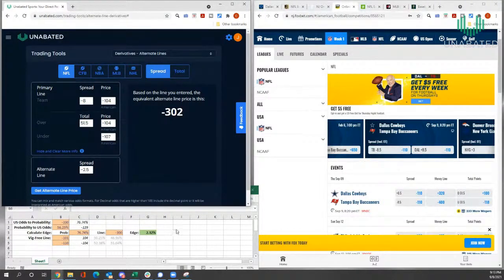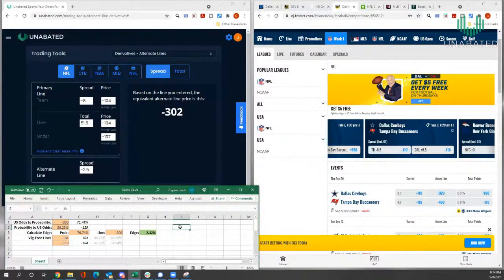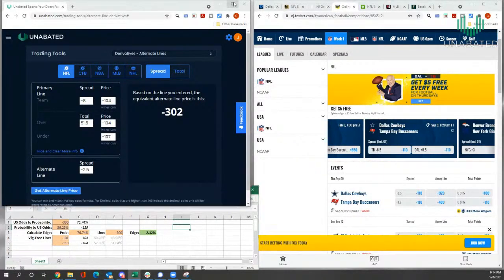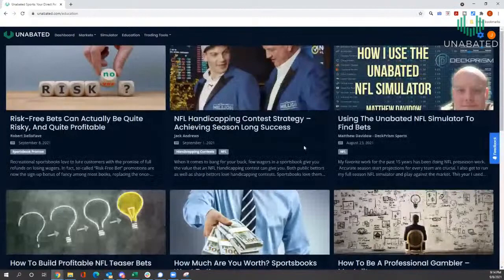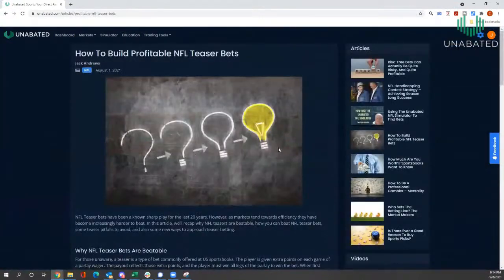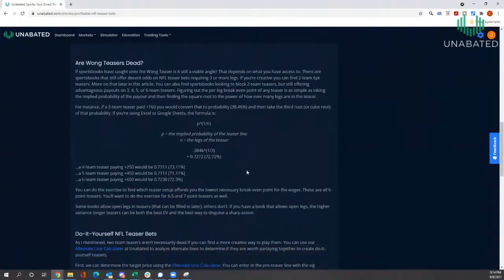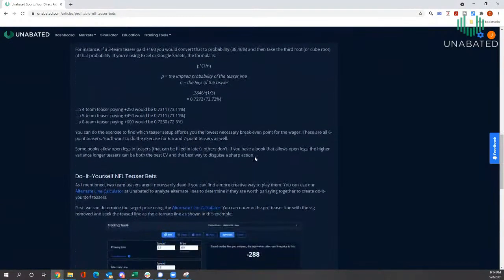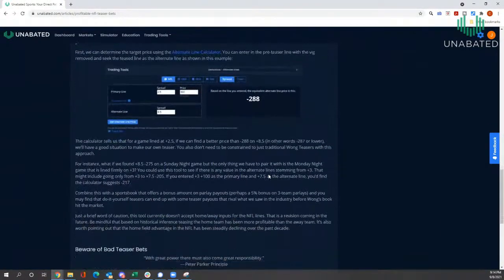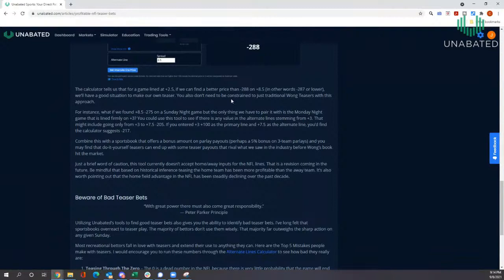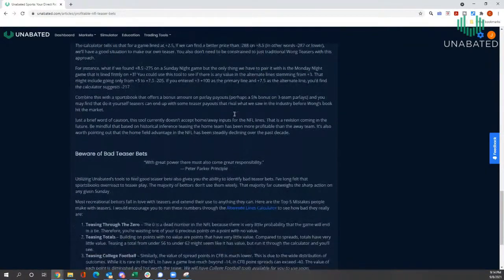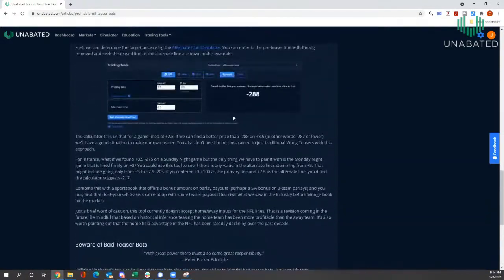Well, let's do the math on this real quick because I'm blanking on which one it is. I think -120 might be -268. But I wrote an article about this: How to build profitable NFL teaser bets. Trying to find where I put in the -288. So as I read my article that I wrote like a month ago, I don't remember the exact numbers.